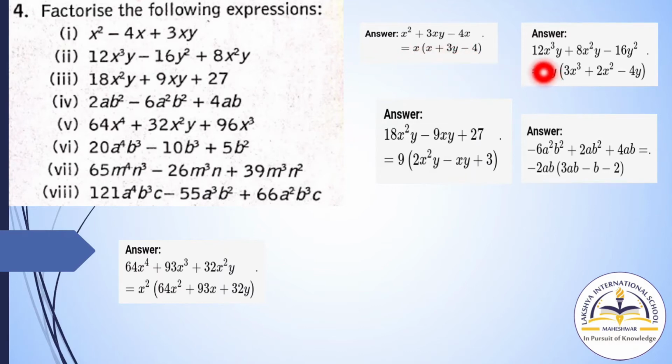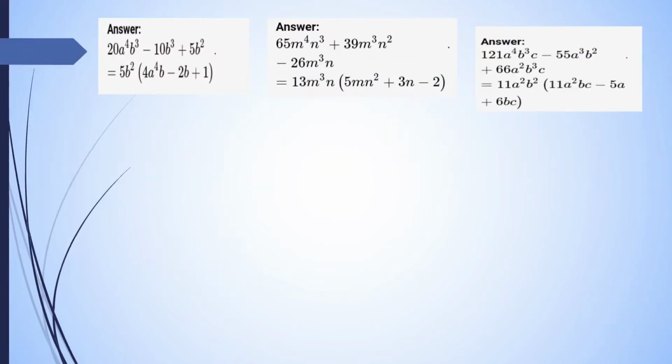Now in the second one, 12x cube y minus 16y square plus 8x square y. Now here we will take common 4y. Now whatever the remaining term will be, we will write in the bracket. Now in the same manner you have to solve these questions. We will solve question number 6 now.